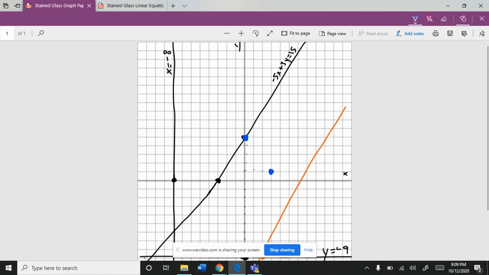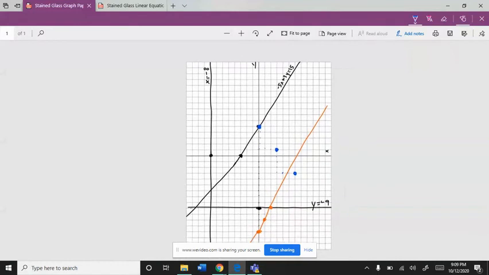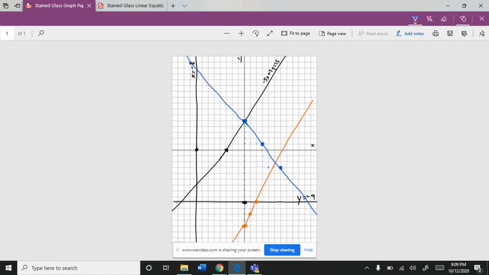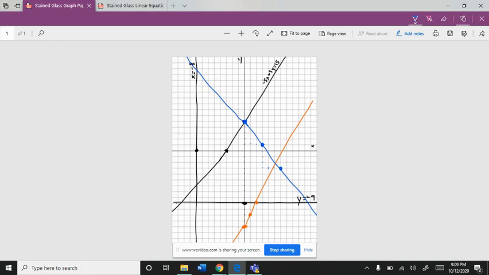Then I'm going to count down 1, 2, 3, 4 again. Count right 1, 2, 3. Put your dot. And then we are going to connect our line. So this is, at minimum, what you should have so far, because this is what we've done together. Hopefully you have a lot more.